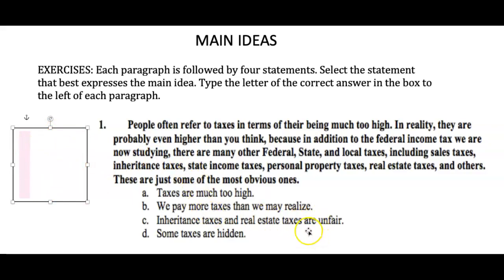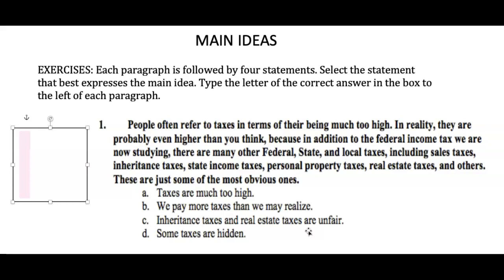So I'm going to do the first one for you. How about you follow along as I read this first paragraph? People often refer to taxes in terms of their being much too high. In reality, they are probably even higher than you think because in addition to federal income tax we are now studying, there are many other federal, state, and local taxes, including sales tax, inheritance tax, state income tax, personal property tax, real estate tax, and others. These are just some of the most obvious ones.